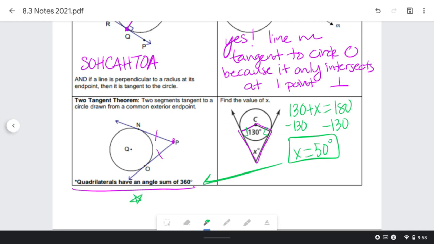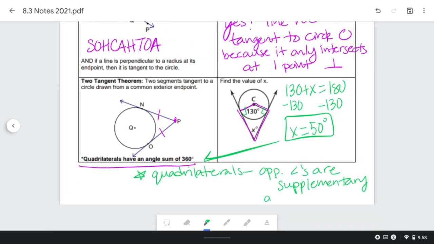But I will also add that in quadrilaterals, remember that opposite angles are supplementary, which means that they add to 180 degrees. In case you forget what supplementary is. And those are the definitions for this lesson. And make sure you still refer back to the definitions from the last lesson because they'll be consistently used throughout the chapter.